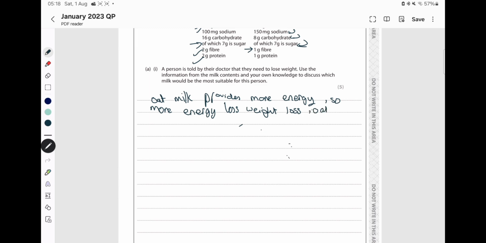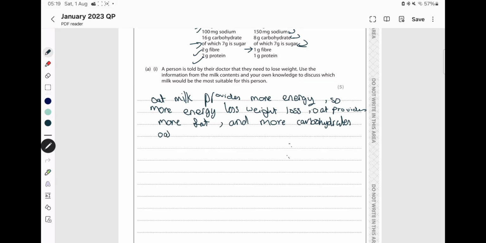Also, oat milk provides more fat. We don't want that as well. And more carbohydrates. And we're gonna state both of them, so that is all the disadvantages.